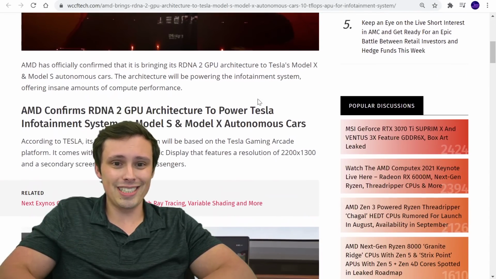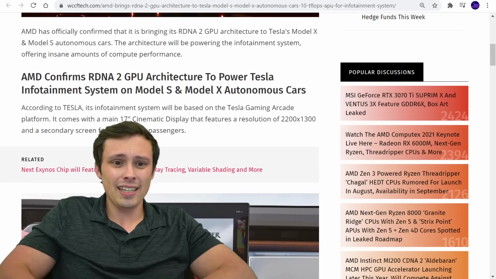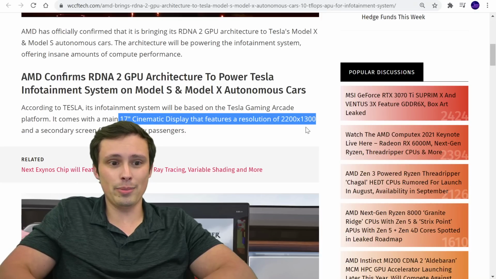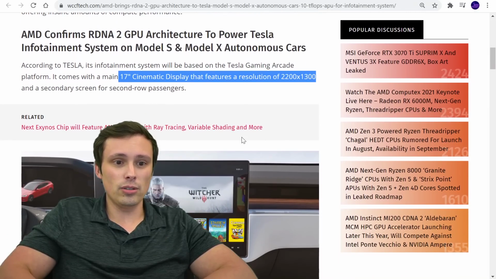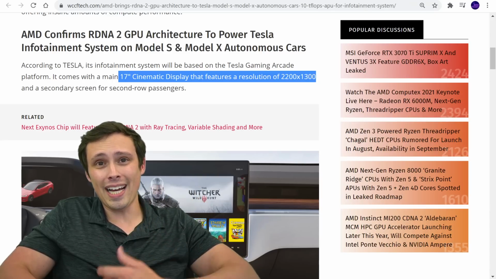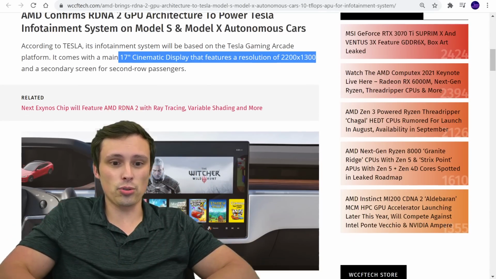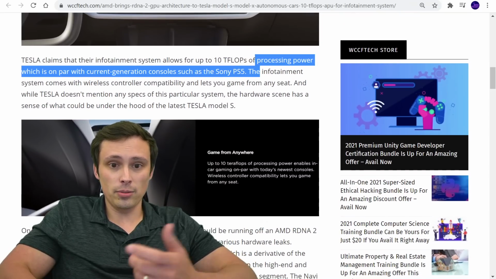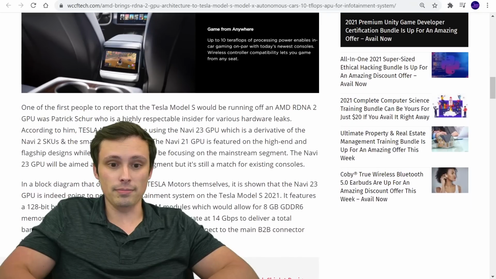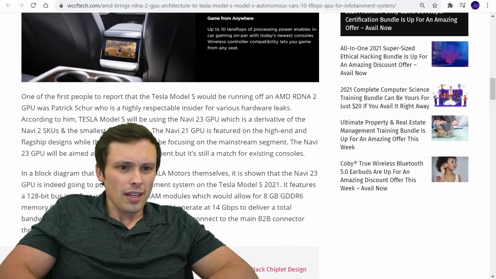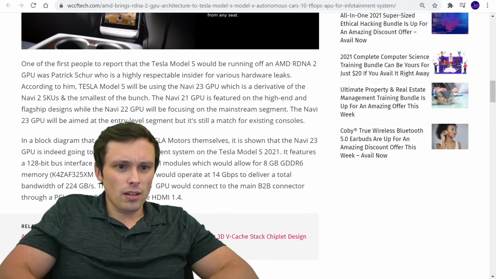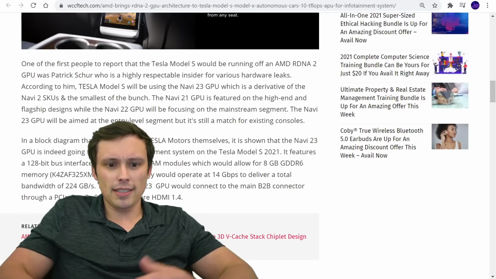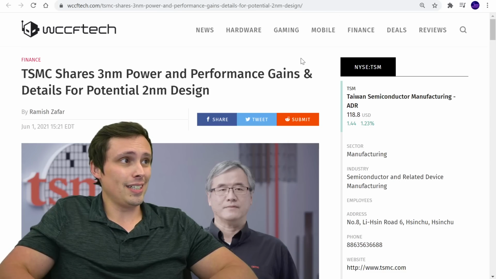This article has a few more details. It will be linked in the description, including that the display is 17 inches with a 2200 by 1300 resolution, and a secondary screen in the back that can be equipped with a wireless controller. And they're reporting here that it does put it on par with consoles like the PS5. I mean, cool. Anyway, I think they're reporting here on what type of GPU die we might expect on all that. Anyway, I don't want to get bogged down in the details here.